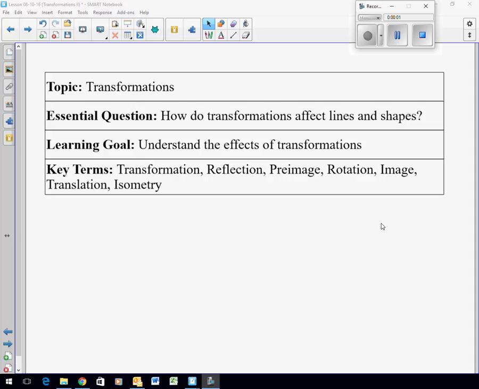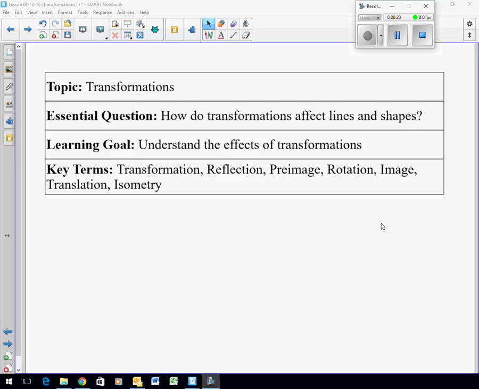Got the second part of today. We have the second part of transformations. So, how do transformations affect lines and shapes? Understanding the effects of transformations. Glad all of you are looking at your notes from yesterday. It's the exact same thing we did yesterday.